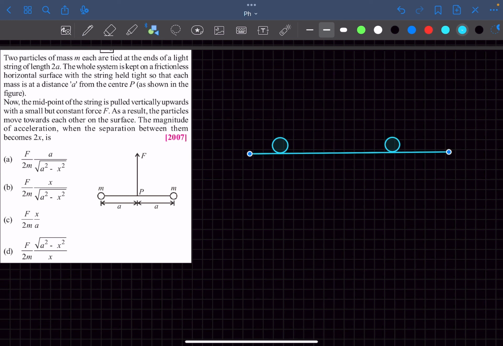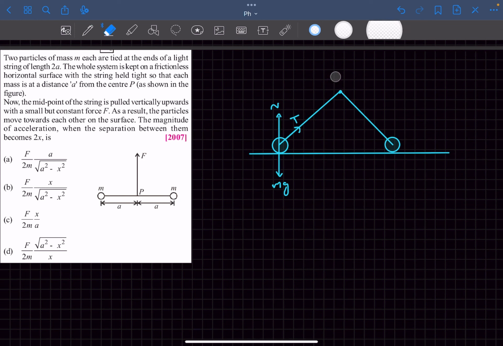They are kept on the horizontal, let's say they are kept on the ground, and the string joining them is now pulled upwards. And it's also given that the particles don't leave the ground. So which basically means there will be normal force from the ground, and there will be the weight of this ball mg, and there will be tension force T that will pull the ball along the string. And the magnitude of the force pulling the string is given to be F.